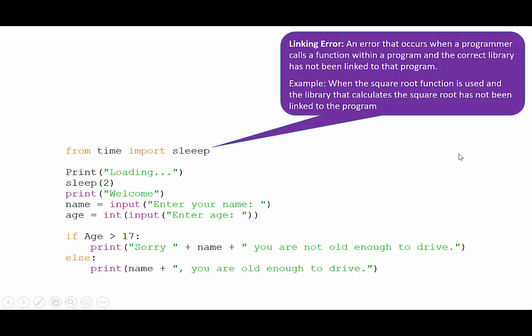Okay, so working through then, the first error, this one up here, we could class as a linking error. This is an error that occurs when a programmer calls a function within the program and the correct library has not been linked to that program. So down here where we're saying sleep 2, that won't work because we've imported our library wrong here, because we've spelt sleep wrong. So therefore it won't link to the library correctly.